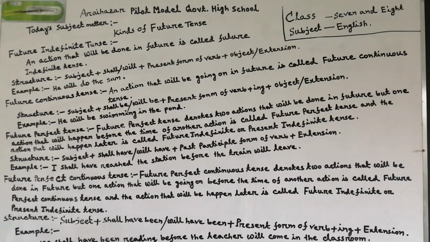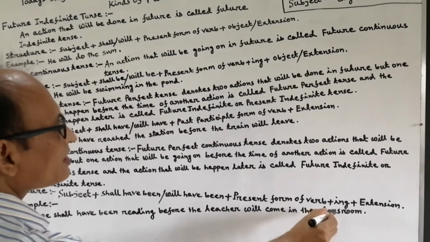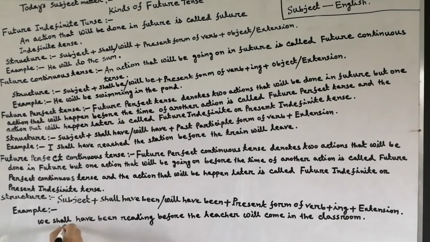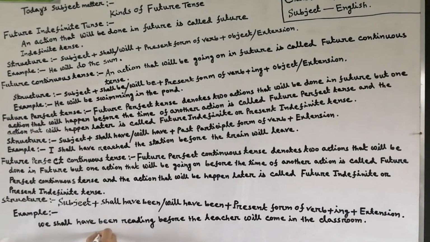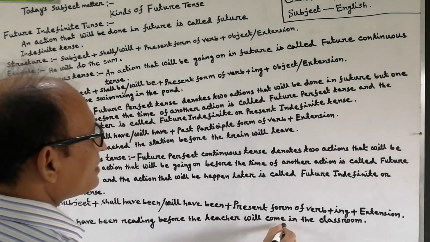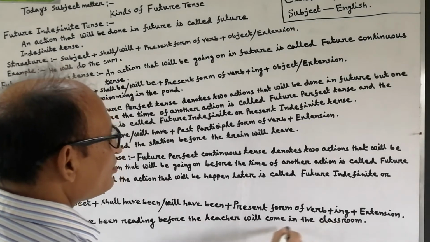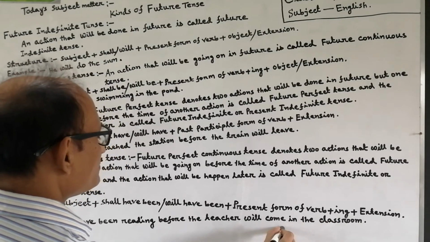Example: we shall have been reading before the teacher will come in the classroom. Here, we shall have been reading, future perfect continuous tense. The teacher will come in the classroom, future indefinite tense.